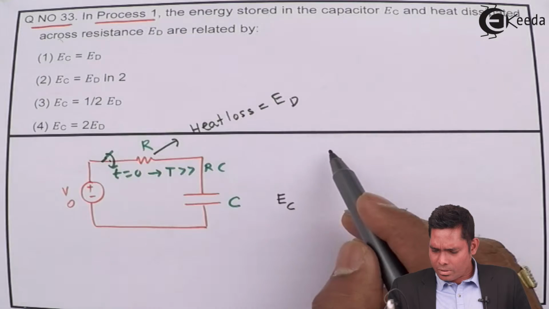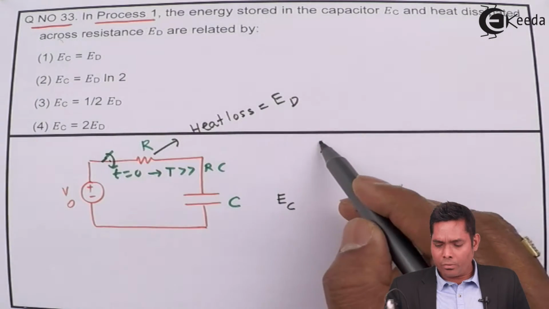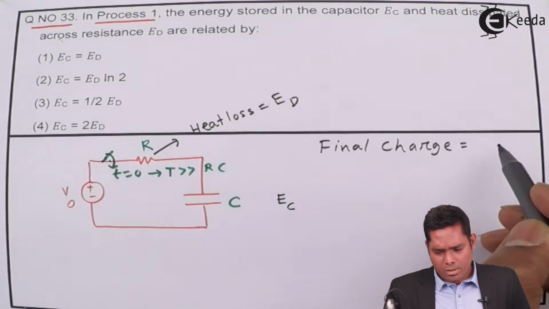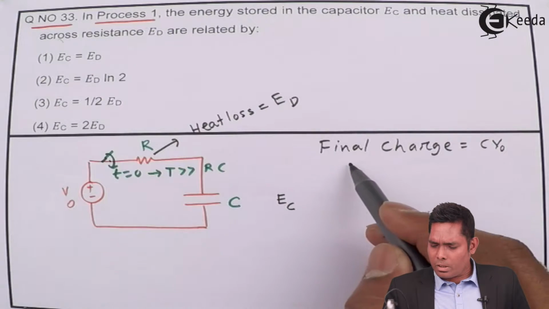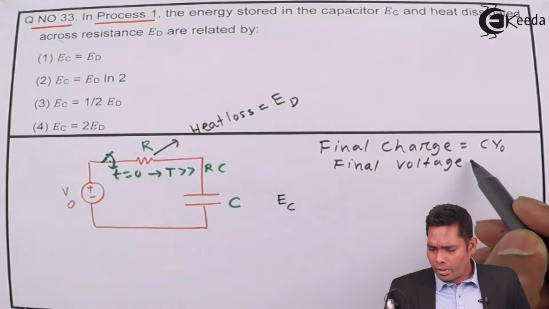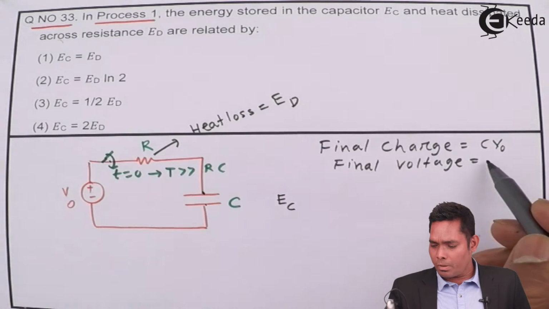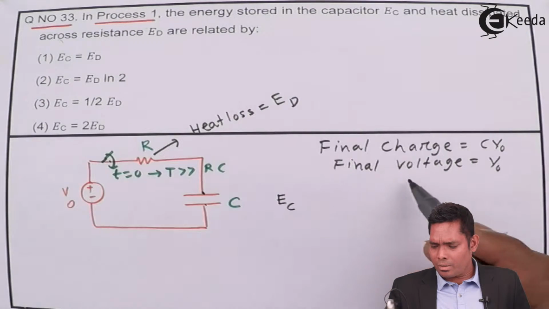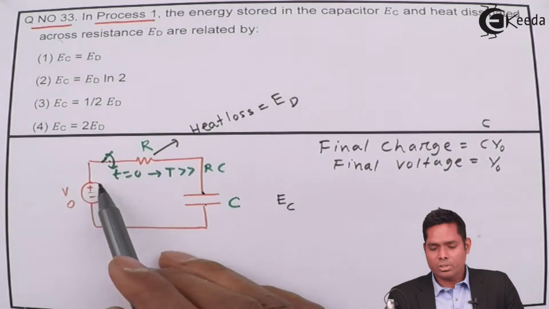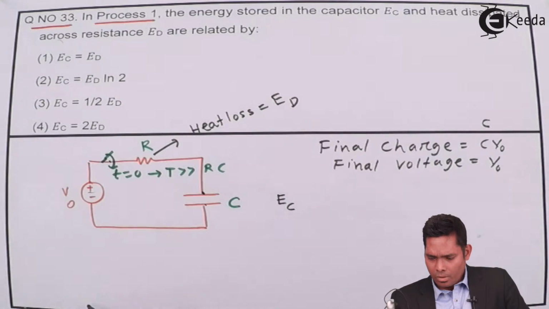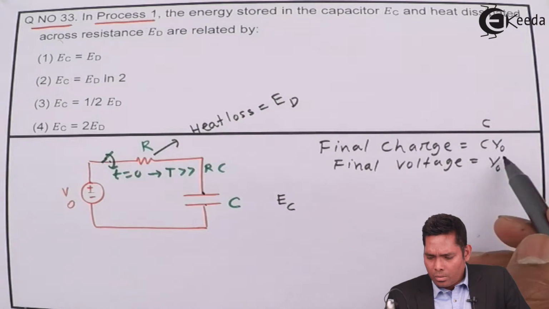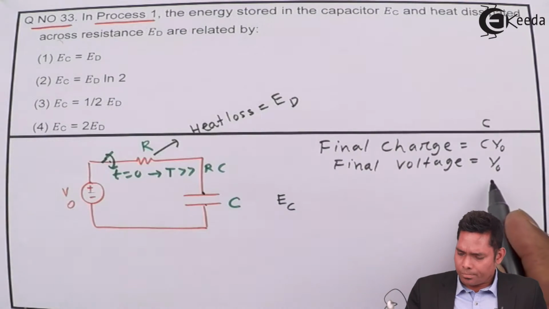So if I want the final charge, or maximum charge, it should be CV0. What is the final voltage? The final voltage across the capacitor plates will be V0, and the capacitance will remain C as it is. It is not going to change irrespective of whether the voltage is changing or not. So the final charge of the capacitor is CV0, and the potential drop across the capacitor is V0.